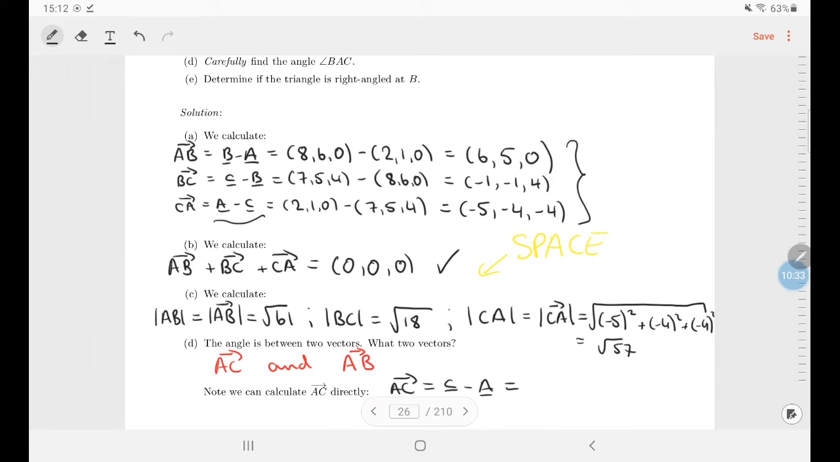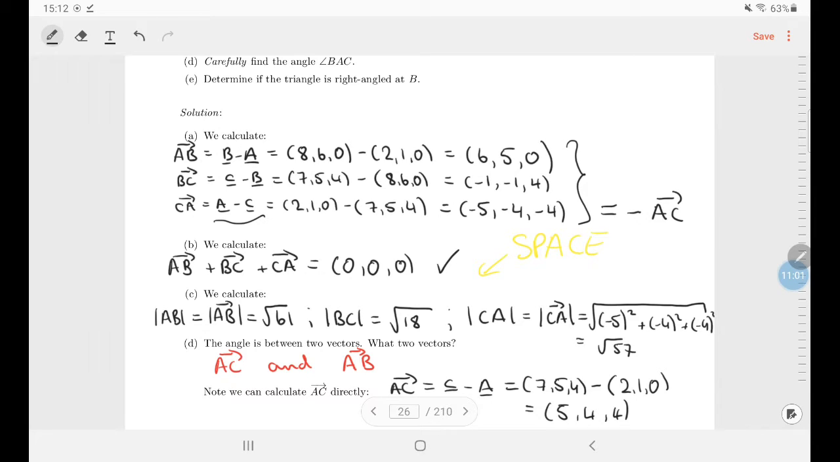C is 754, minus A, which is 210. 7 minus 2 is 5, 5 minus 1 is 4, 4 minus 0 is 4. And notice that it is indeed minus C to A. So this is the same as minus A to C. So look, they're negatives of each other.